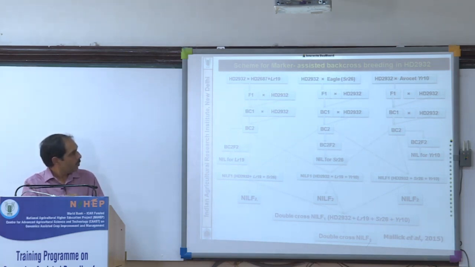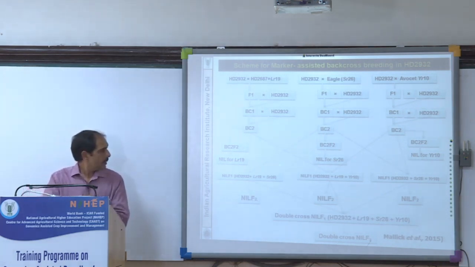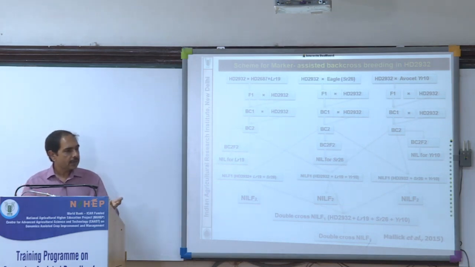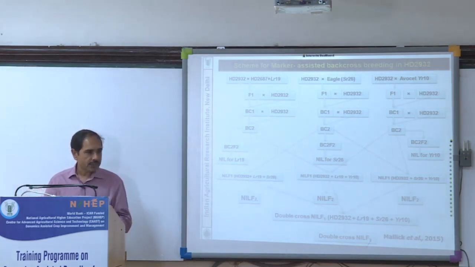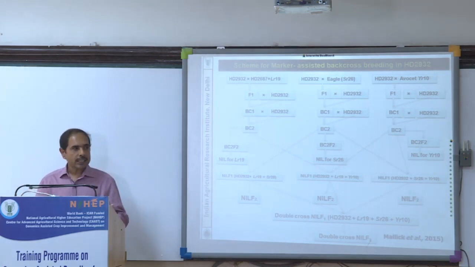Now in BC2F2 you will be identifying plants which are homozygous for LR19. Okay, the plants which are homozygous for LR19 you can identify. You can identify plants which are heterozygous for LR19 if your markers are codominant, and then plants which are not carrying LR19, those plants will also be there. So you can identify homozygous plants.